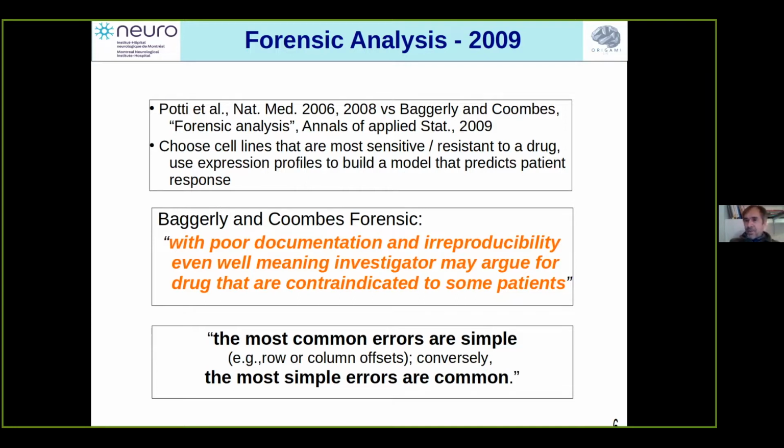And I think there was a very interesting wake-up call for the community, with the little caveat that Baggerly and Coombes tried to publish these thoughts and their study in the original journals that were publishing the Potti et al. studies, and they were not able to do so. Those were Nature Medicine and others, and they had to resort to a statistical journal, a biostatistical journal, to publish their results.